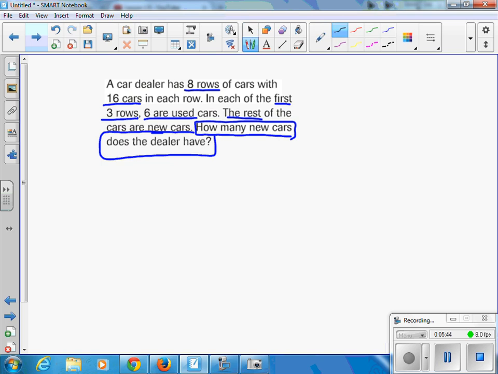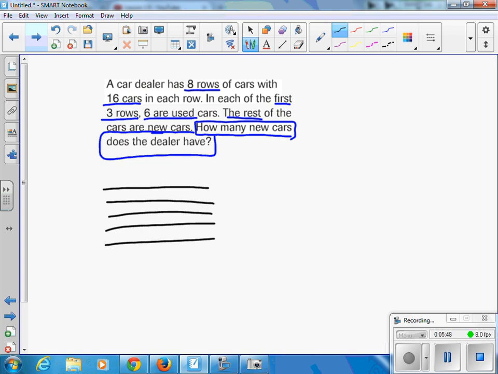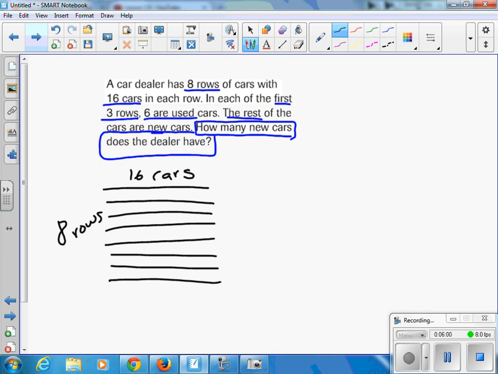So I have 8 rows: 1, 2, 3, 4, 5, 6, 7, 8. Each row has 16 cars in each. Then they're telling us that in the first 3 rows, so 1, 2, and 3 rows, there are 6 cars that are used. So 6 in this row, 6 in this row, and 6 in this row.